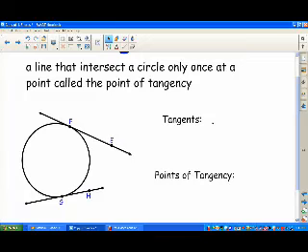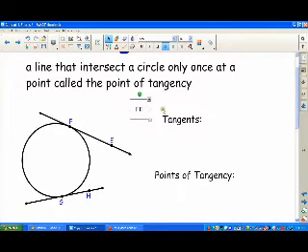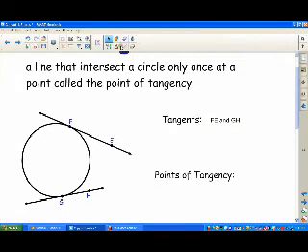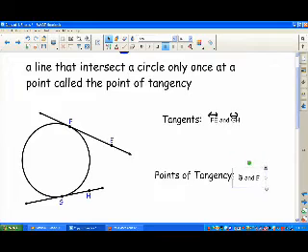So our two tangent lines are FE and GH. And they're lines, so I do need my arrows on both sides. I don't really have a good one up there, so let me just draw it in. Okay, they're lines. And finally, our points of tangency would be G and F, our two points of tangency.